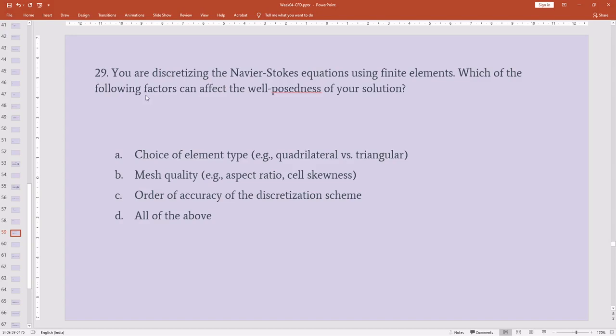No, it's not just mesh quality. Actually, all the above, because we just discussed the scheme types. So the scheme definitely affects. Well posedness is only about the uniqueness and existence of the solution, and it should respond instantly to any change in the initial and boundary conditions.